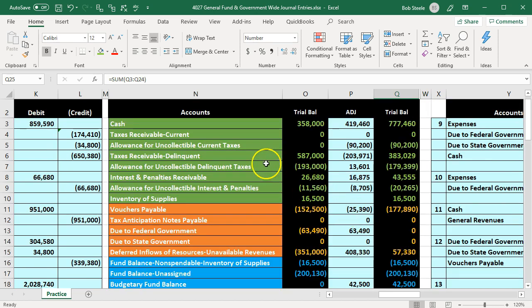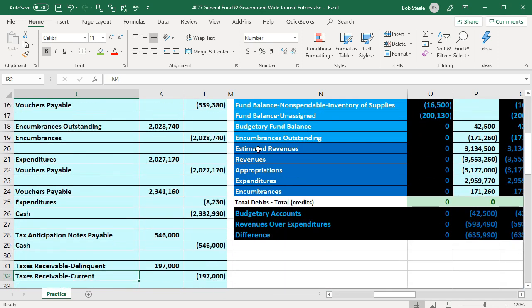Now we're going to do the same thing for the allowance, but the allowance has a credit balance. So we need to make this go to 0. It's a credit, so we're going to do the opposite, which is a debit. And then we're going to put the other side into the credit here, which is the allowance for uncollectible. So let's do that. We're going to go back down.